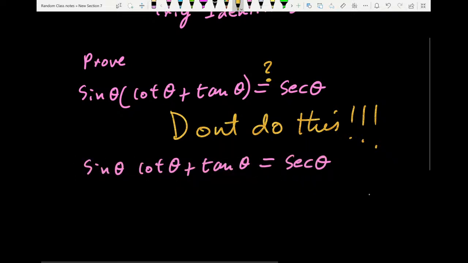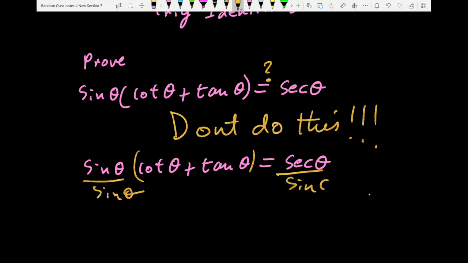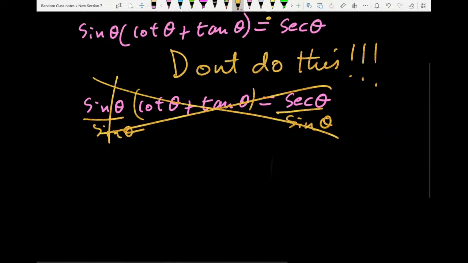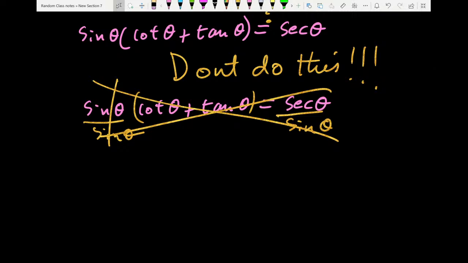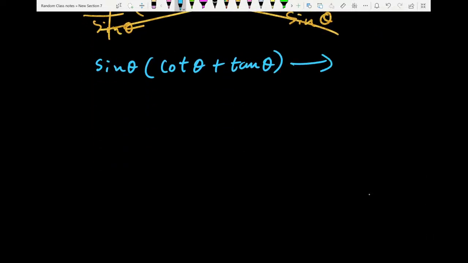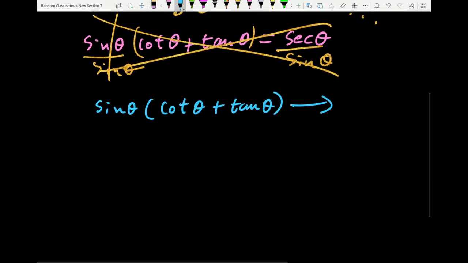What some people do is divide by sine of theta on one side and do the same on the other side. Do not do that. If you do that, I'll give you an automatic 0. I'm going to stop right there. What you want to do is start on one side and arrive at the other side, and pick the really hard side. So start with sine of theta times cotangent of theta plus tangent of theta, and see if it equals secant of theta. That's where we want to go, all right?